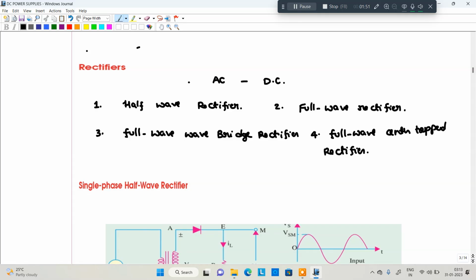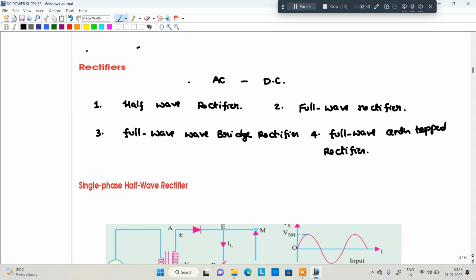Of course, we have many rectifiers: single phase rectifier and three phase rectifier. The single phase rectifier is classified into half wave and full wave rectifier, and the full wave rectifier is again classified into full wave bridge rectifier and full wave center tap rectifier. The same classification applies to three phase. All these things are not required for now. These four rectifiers are required from the examination point of view, because they are clearly mentioned in your syllabus.